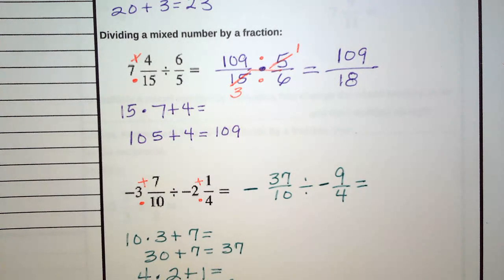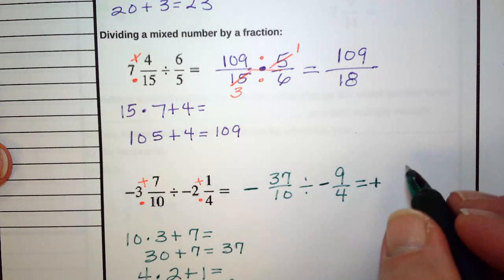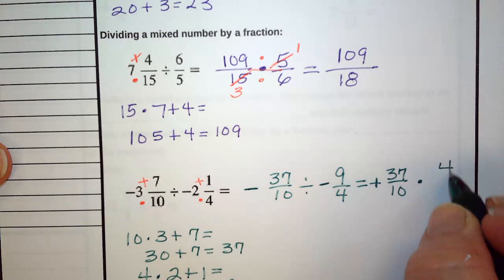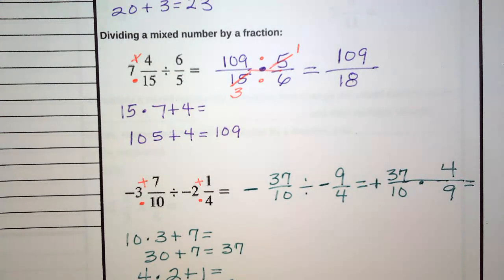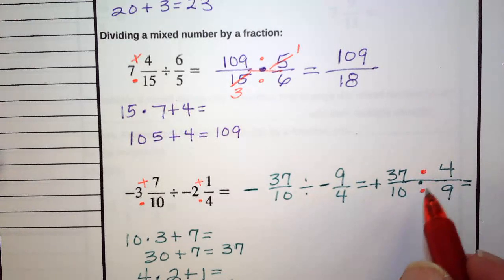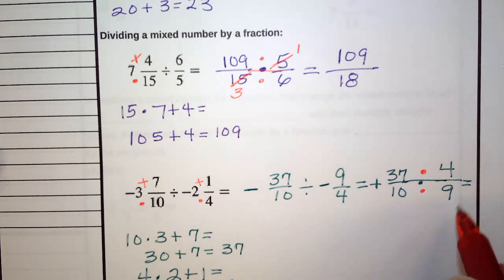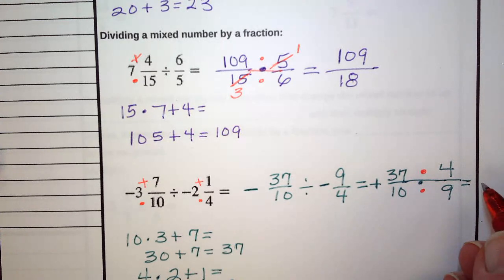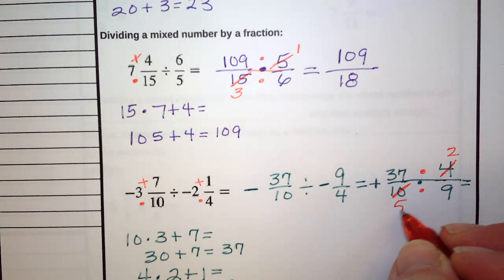Now I'm ready to multiply by my reciprocal. Negative times negative is a positive. So 37 over 10 times 4 over 9. 37 is prime. 9 is odd, so I can't divide anything out between the 4 and the 9, but 10 is even. 4 is not a factor of 10, but I can divide out 2. 4 divided by 2 is 2. 10 divided by 2 is 5.